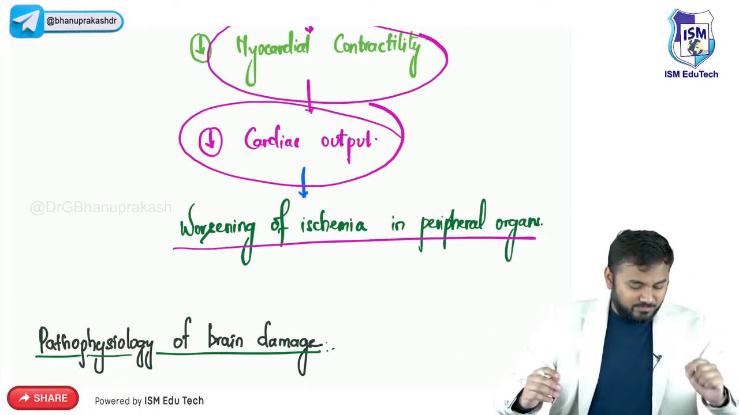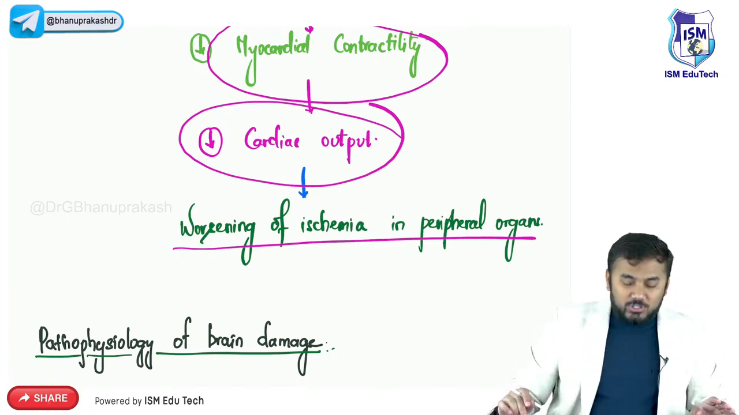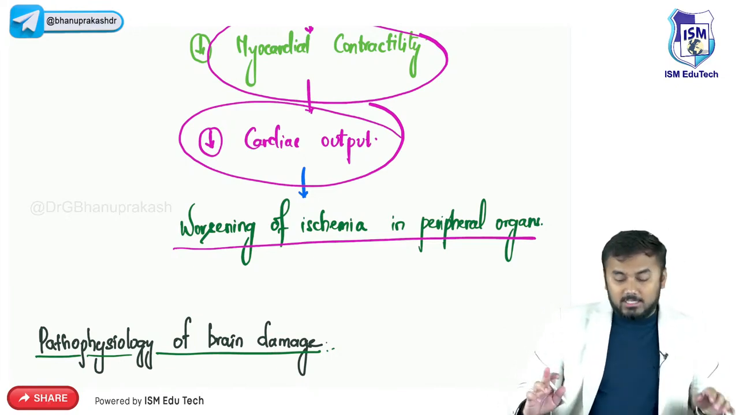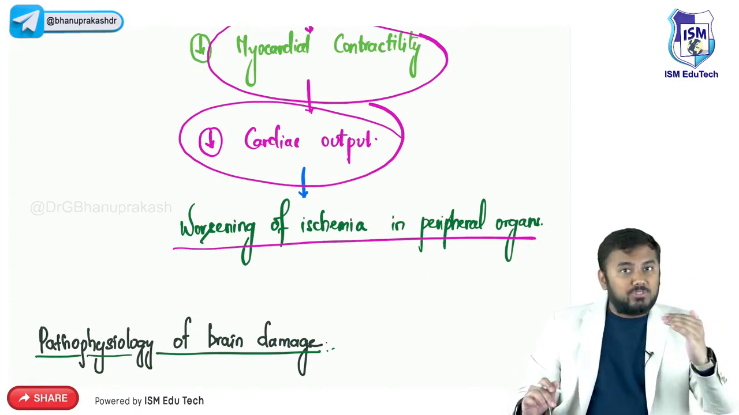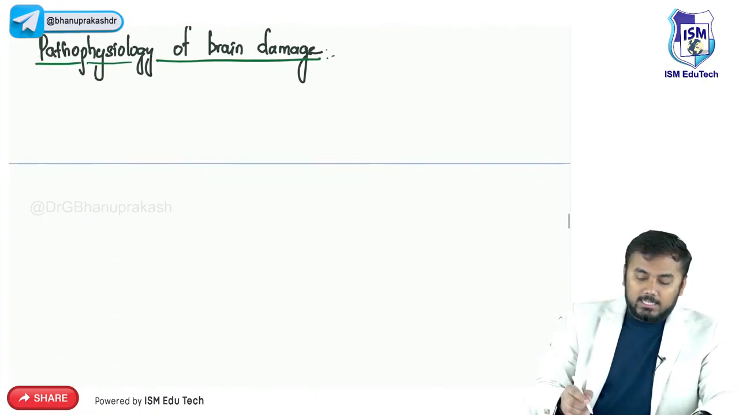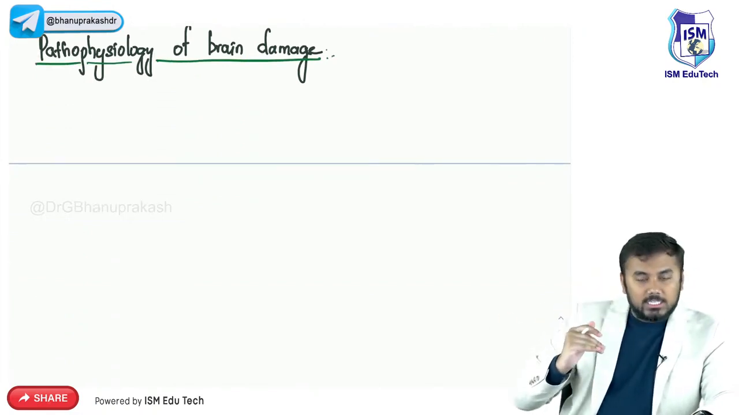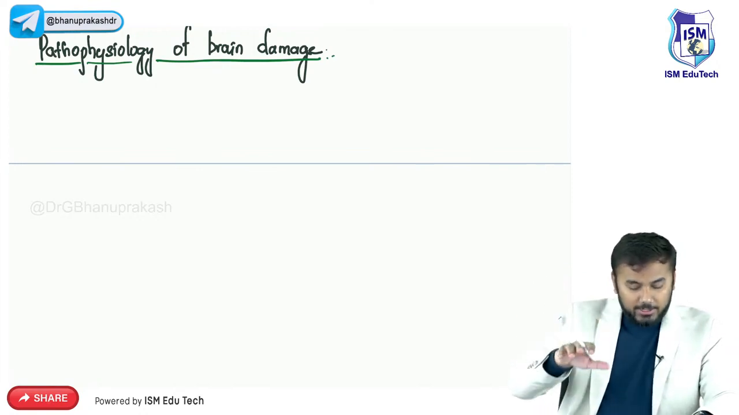Chalo. Now let us discuss the pathophysiology of brain damage. Guys, in the pathophysiology of brain damage there are some stages, okay? So these stages are important. So what are the stages here? First of all, I'll write down the stages, and after that I'll explain the concept.